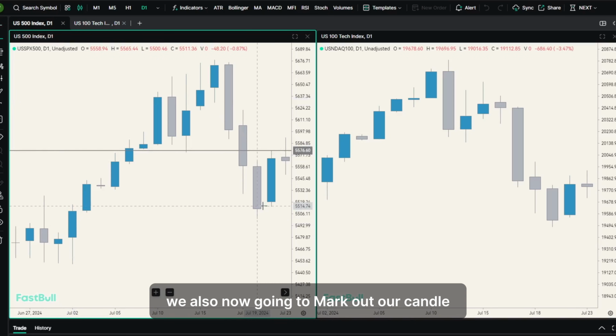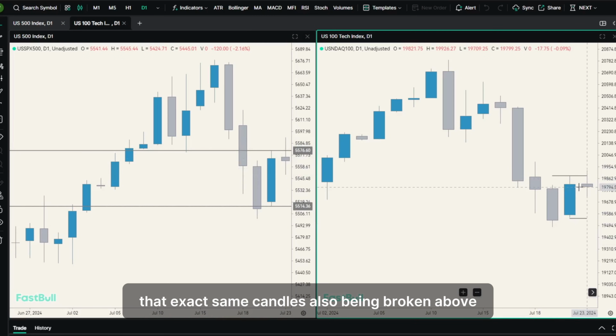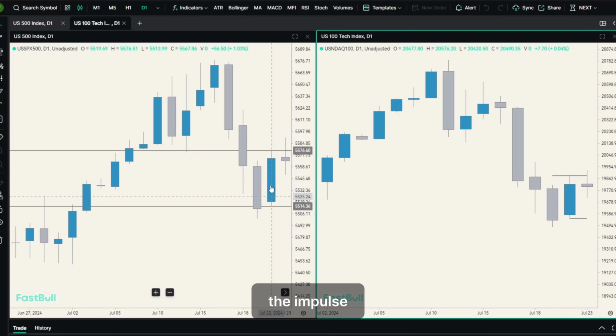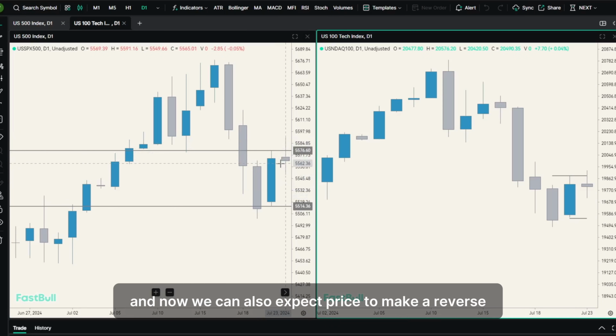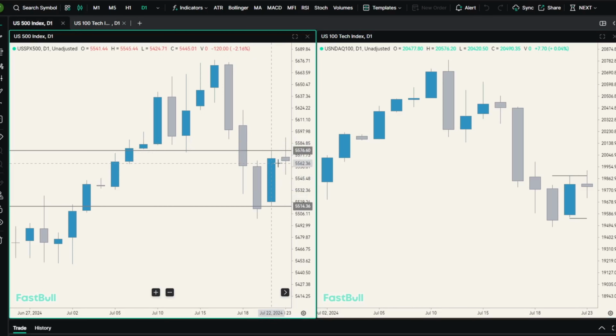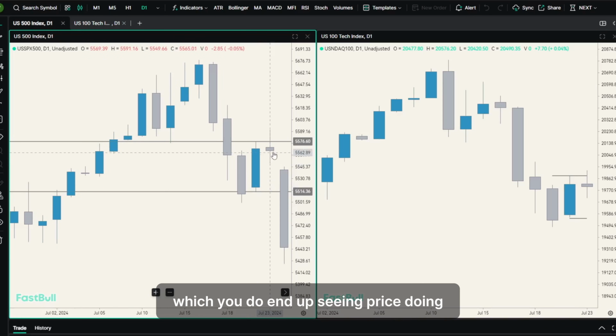We are also now going to mark out our candle range low, as that exact same candle is also being broken above on the Nasdaq. In this certain case, since neither has made an SMT divergence, you can take either one: the impulse, the pause/stop, and now we can expect price to make a reverse, which you do end up seeing. Price gaps down and makes that reverse candle.